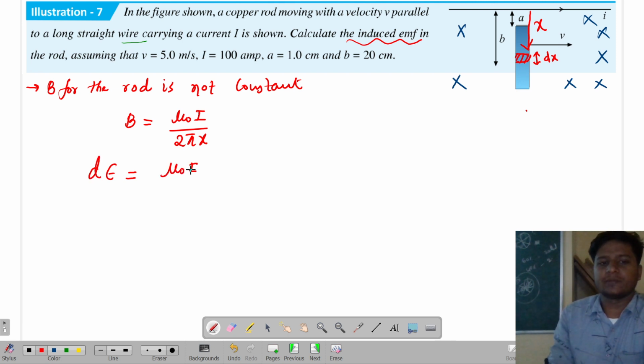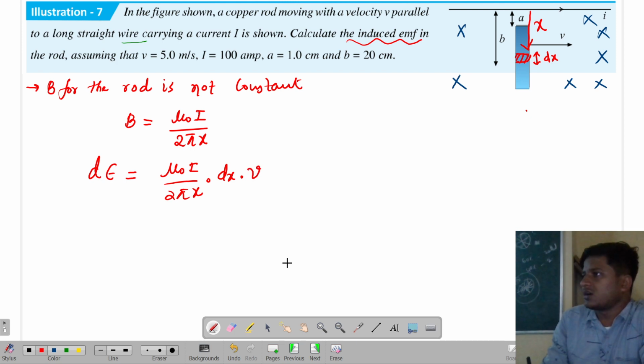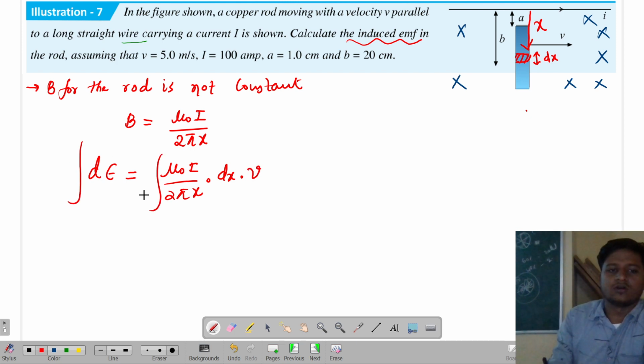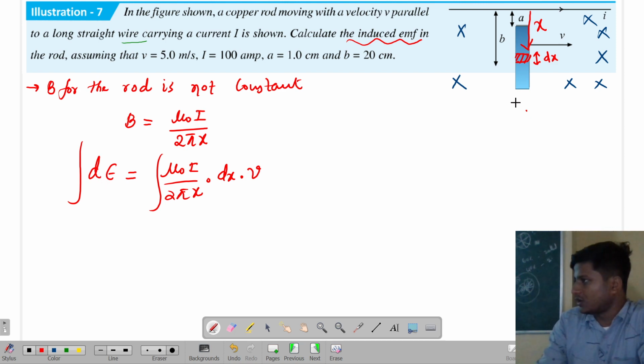B, which is mu naught I by 2 pi x, into what is the length of the element? dx, into what is the velocity of the element? v. Right or not? If I integrate it, look over here. If I integrate it, I will get the potential difference from A to B or not? Tell me yes or no.